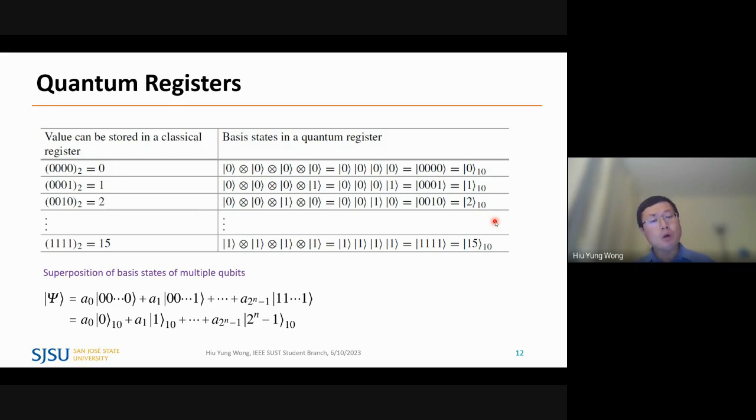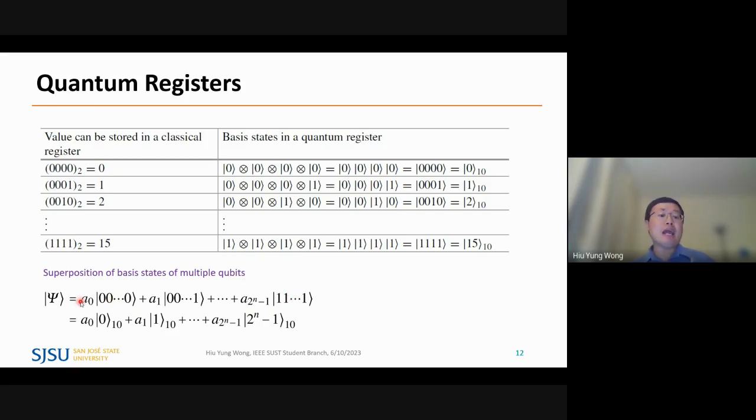However, because a quantum computer allows you to have superposition, I can also have states which are a linear combination of these. So if we look at this, if I have n qubits, I will have 2 to the power n basis states. For example, this is 4. 2 to the power 4, I have 16 basis states from 0 to 15 in decimal, right?